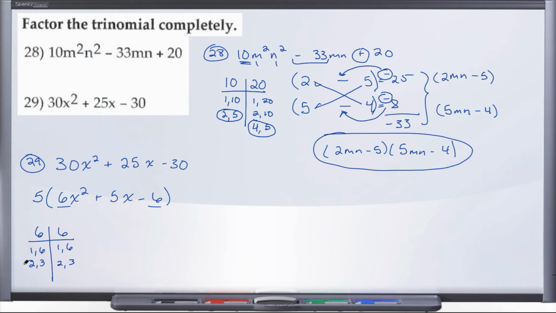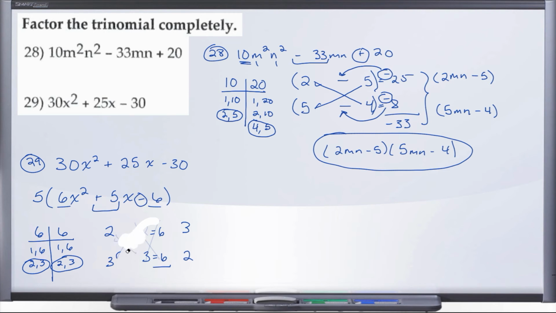All right, let's go ahead. We're going to start with the factors that are closest together, so 2 and 3, 2 and 3, and if this combination doesn't work, let's try 3 and 2. So we're going to cross multiply. 2 times 3 gives us 6, 3 times 2 gives us 6. Can we, in some combination, subtract 6 and 6 to get a positive 5? Nope, I don't think so. So these are not going to be the combinations or factors that we're looking for.